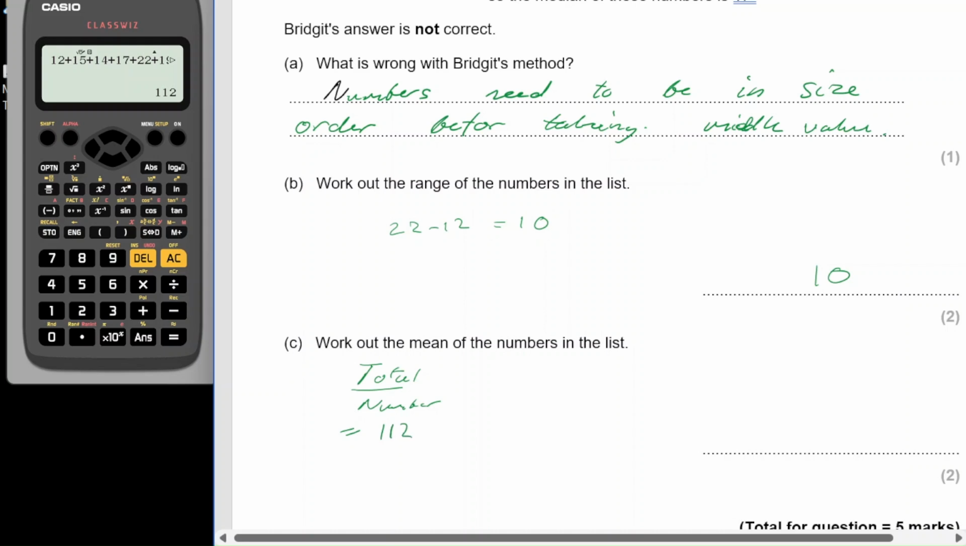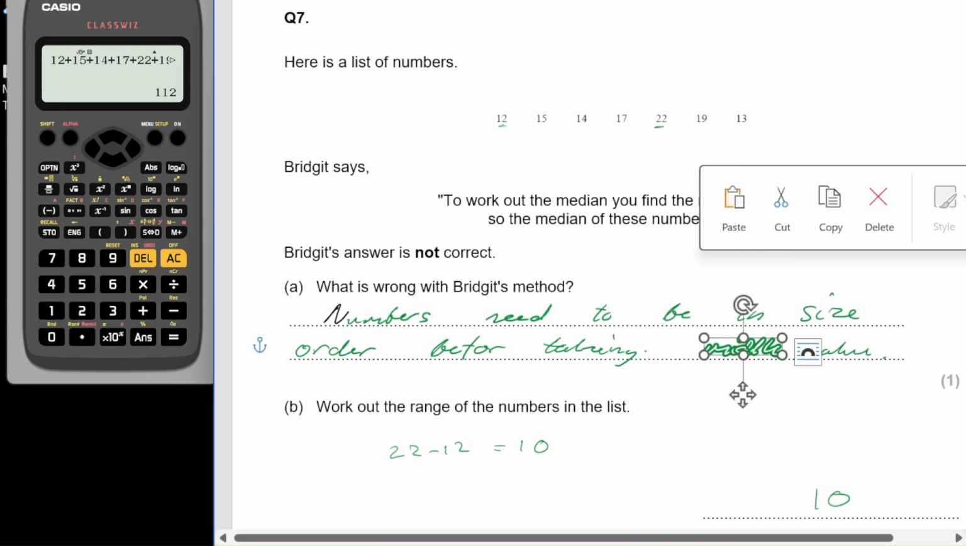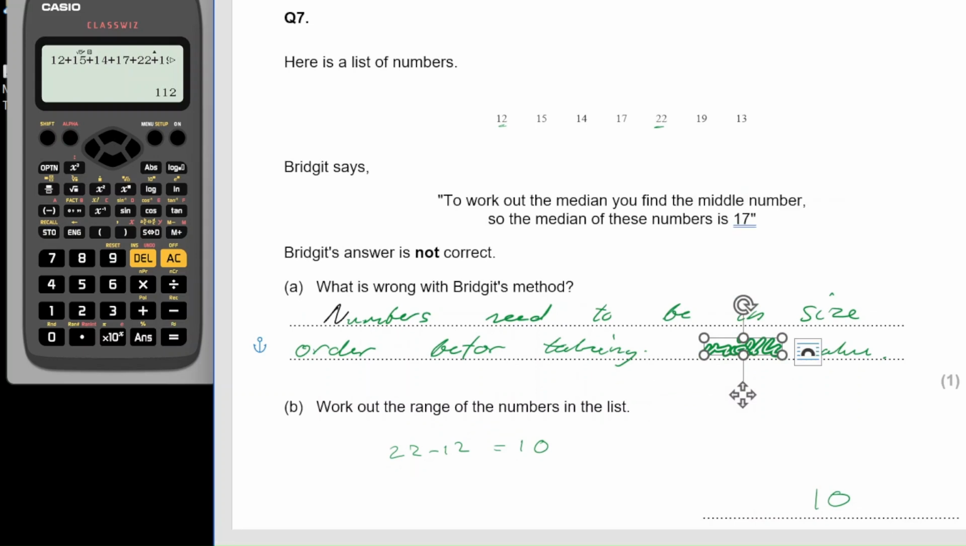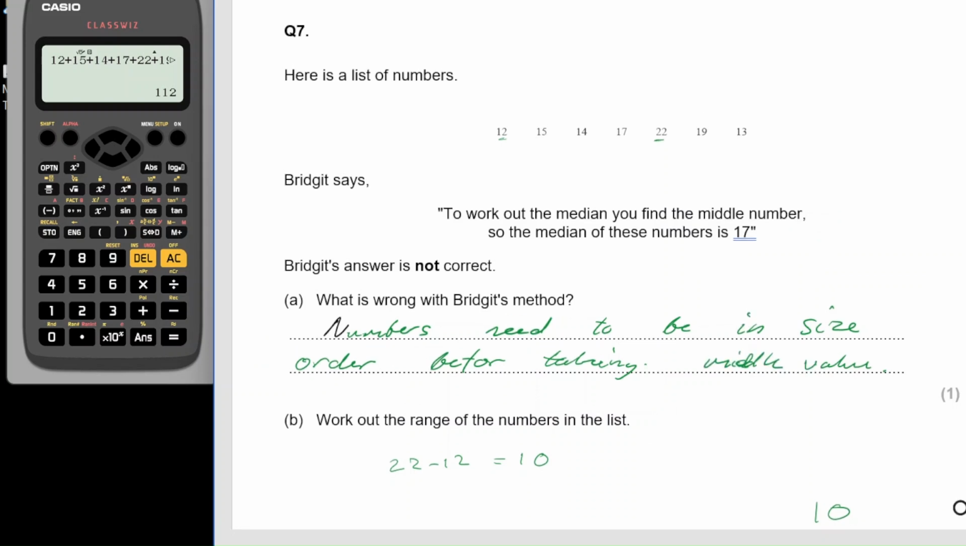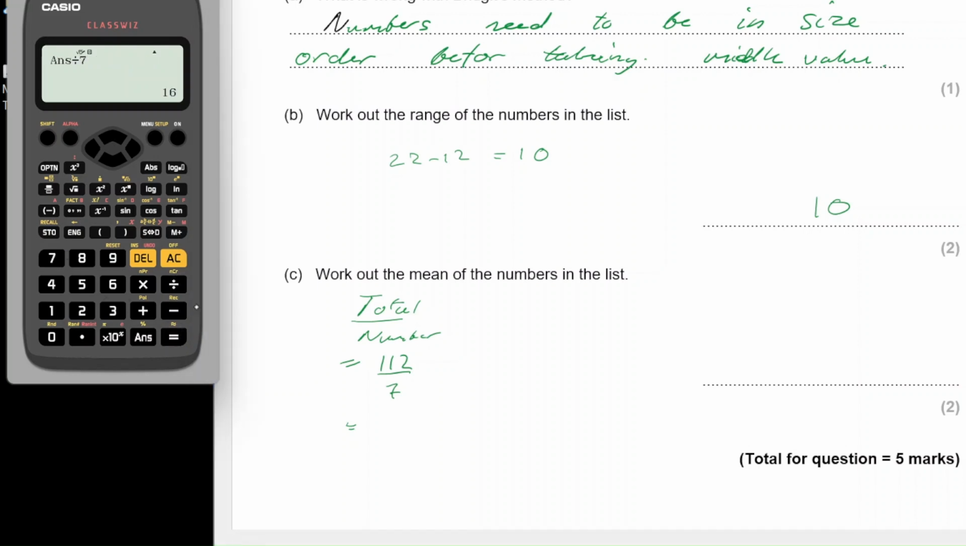So it's 112 divided by the number of numbers, which, let's see how many we've got? 1, 2, 3, 4, 5, 6, 7. So divided by 7 equals 16.